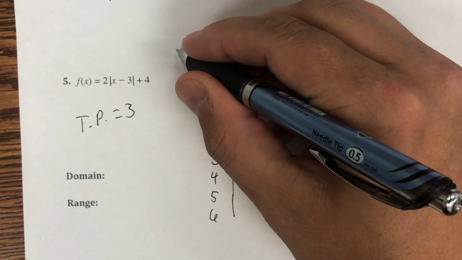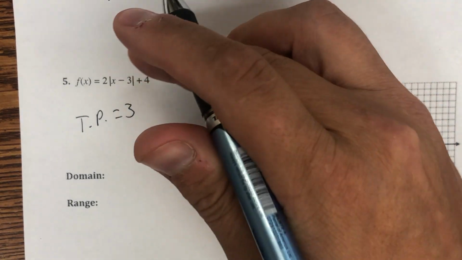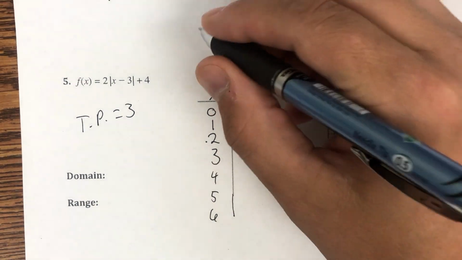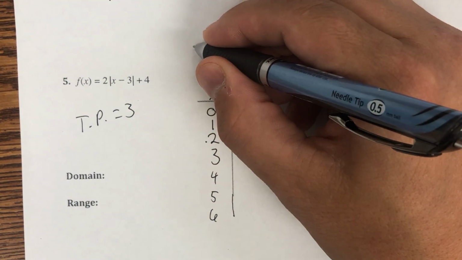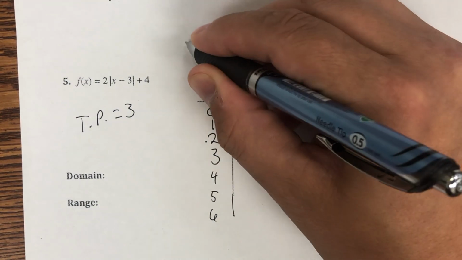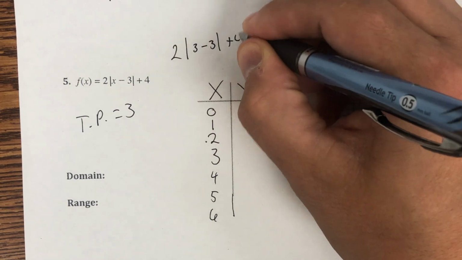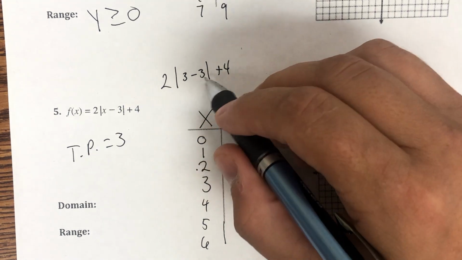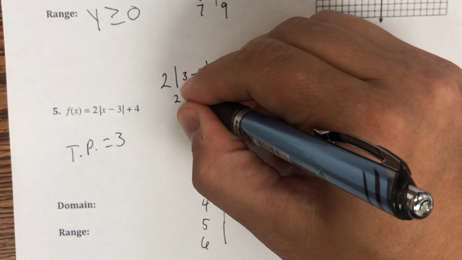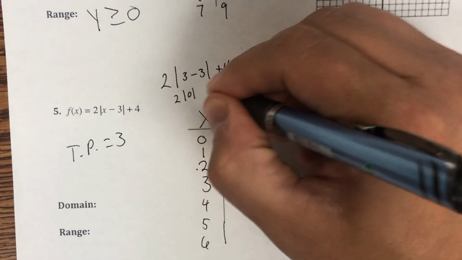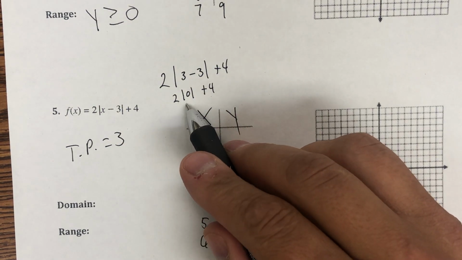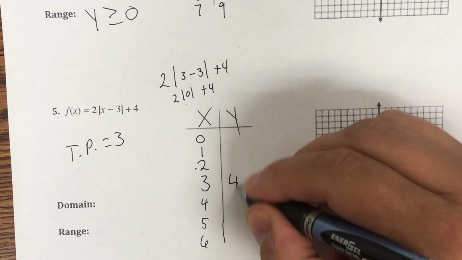So when I plug this in, you got to be a little bit careful here. You're going to have to add and subtract last. So when I put in 3 minus 3, I'm going to actually write this down. When you do it, you will have to follow this process the whole time. 3 minus 3 is 0, so 2 times the absolute value of 0, plus 4. 2 times 0 is 0, plus 4, we get 4.